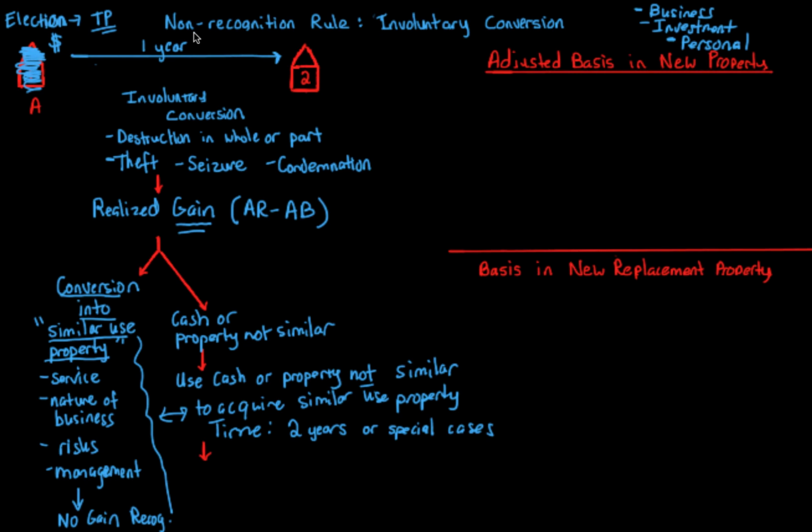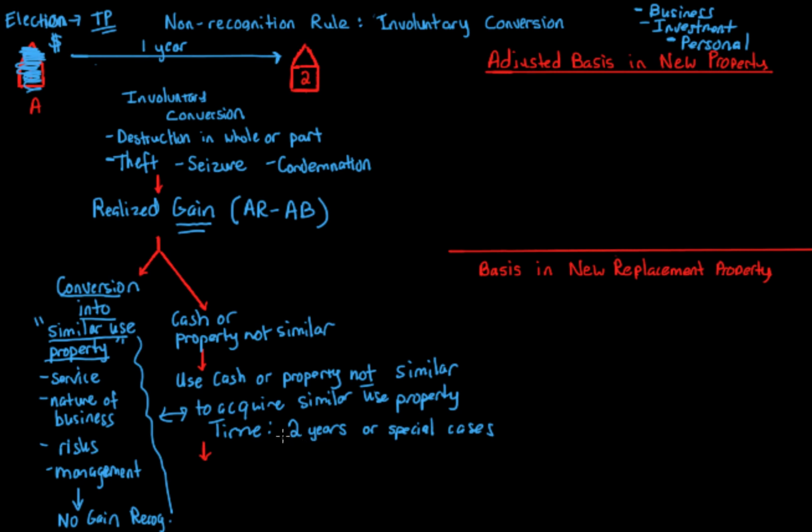So let's say that A goes out in 1 year and buys a new house that is similar use property. It's very similar. Again, A is going to use it for personal purposes, going to live in it. Very similar size, type of house, and whatnot. 1 year later, well, because it's within the time limit, guess what? Gain on that is not going to be recognized. If there is gain. If there's loss, obviously this doesn't apply.